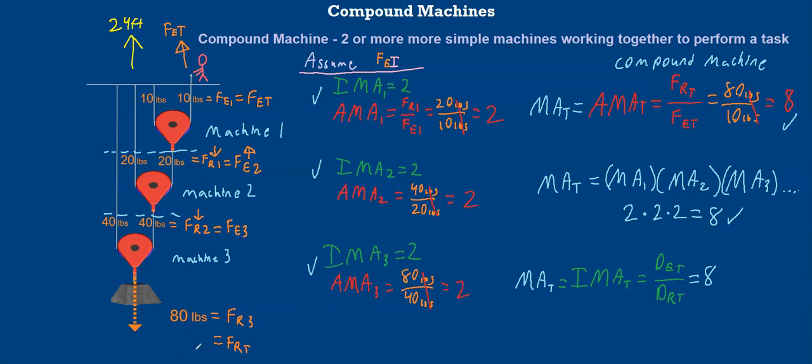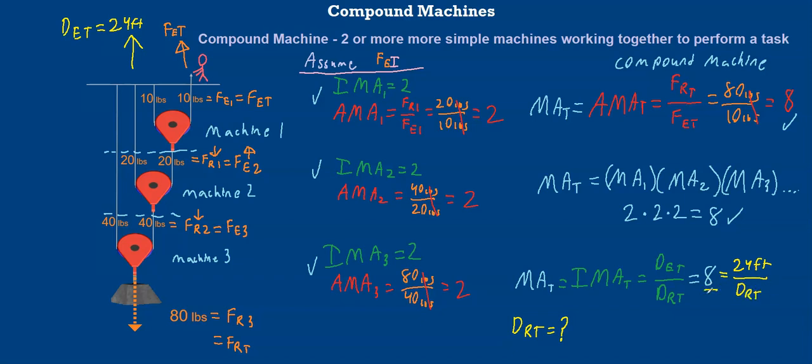And so the question's asking, how far does the 80-pound lift? Well, that's just our distance resistance total. And this 24 feet would be our total distance effort. And so to figure this out, we just plug in what we know. We know the distance effort total is 24 feet, and we're trying to find what our distance resistance total is.